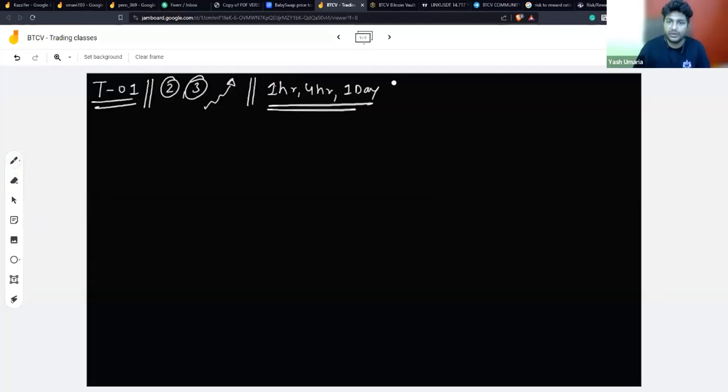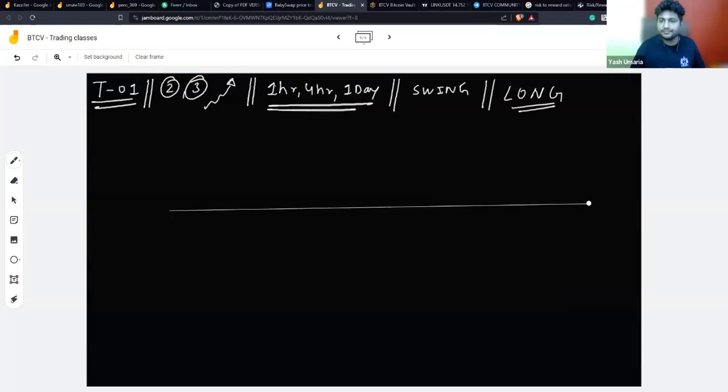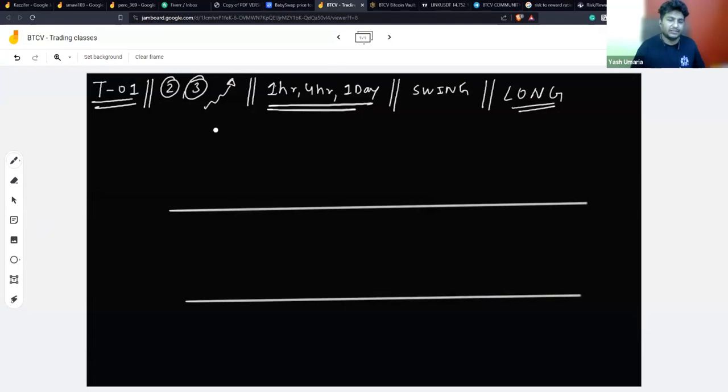Now, this is of course swing trading we are talking about, so let me just write it: swing. And in this case, of course, the market is moving up, so we are going to take a long position. Okay, so everything is written right here. Now let me draw two lines here.